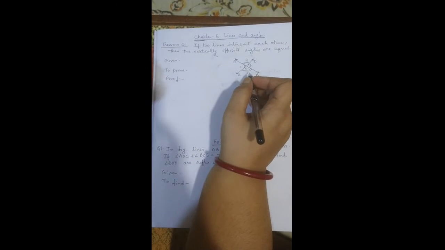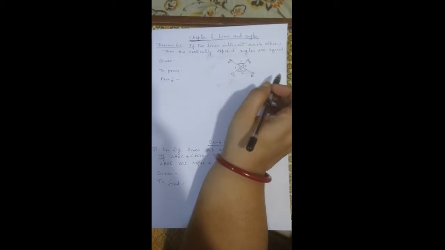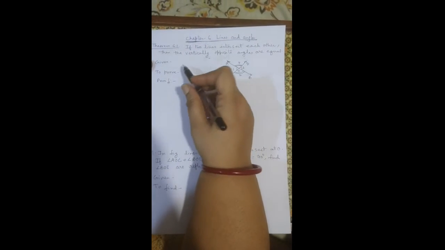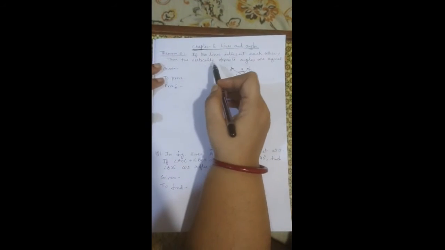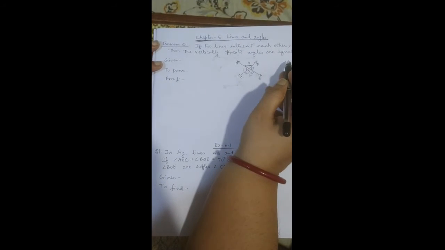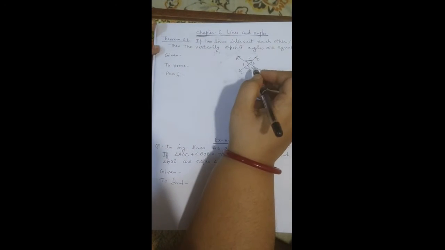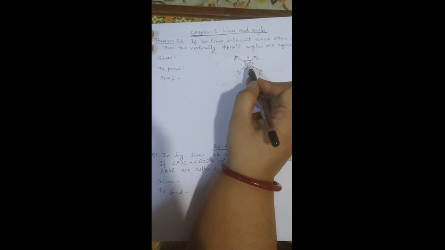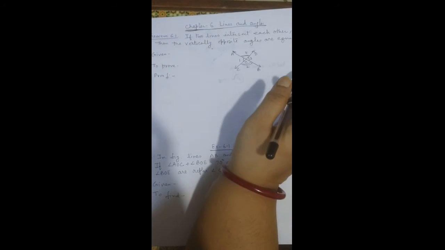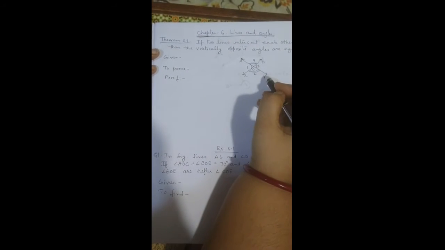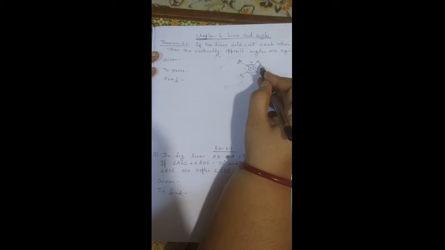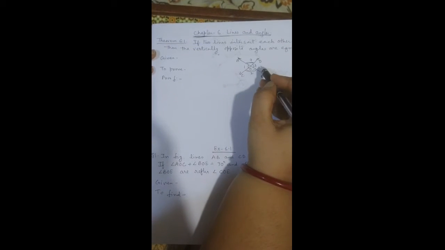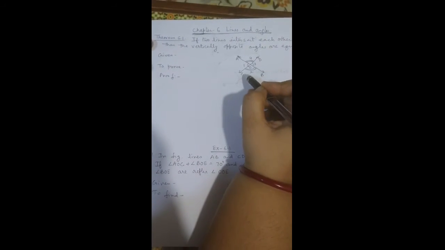Today I will start chapter 6, lines and angles, in which we have one theorem, 6.1. If two lines intersect each other, then the vertically opposite angles are equal. So given is line AB and CD intersect at one point O. Then the vertically opposite angles are AOC, BOD, one pair of vertically opposite angles, and the second pair AOD and BOC.